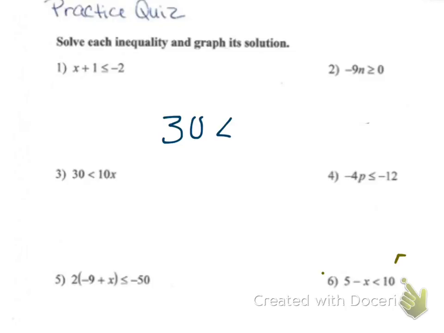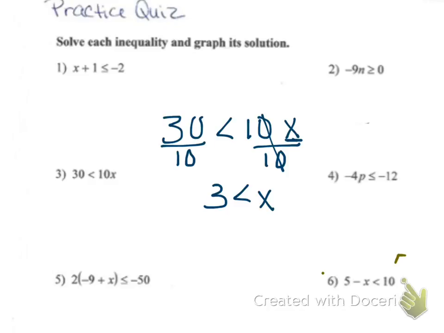30 is less than 10x. X is what I'm trying to get alone, so I'm going to divide both sides by 10. X is greater than 3. Now I'm going to graph it. Okay, I need 3, and I need 2, and I need 4, and I need something else. I need the variable to be on the left-hand side.